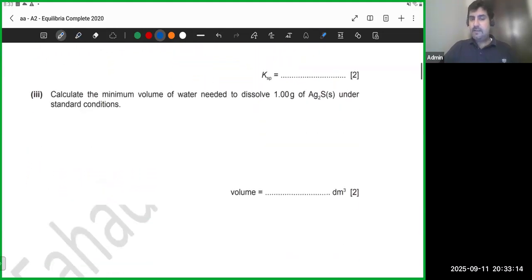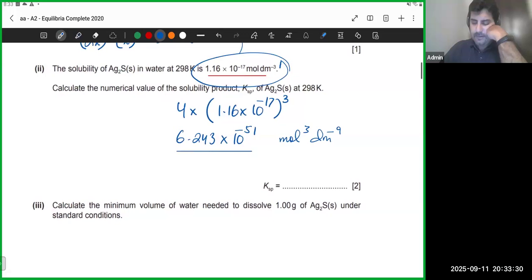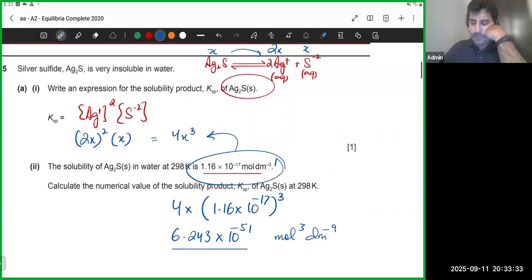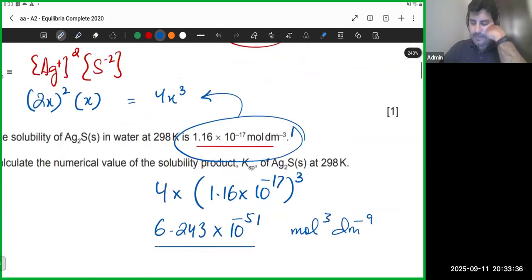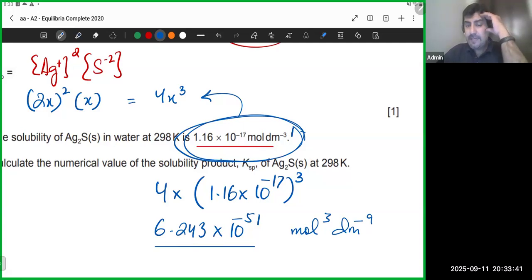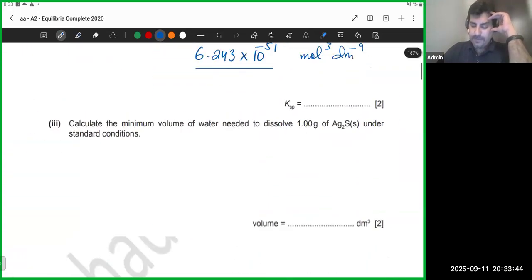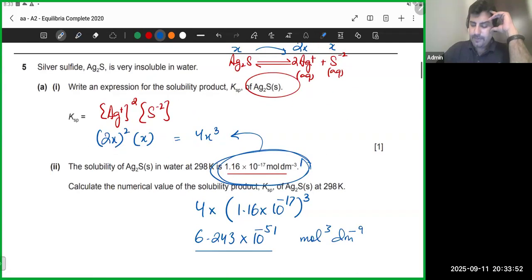Okay, the other part is a moles question, basically. It says calculate the minimum volume of water needed to dissolve 1 gram of Ag2S under standard conditions. I don't know about the minimum volume, but I know the solubility over here, right? 1.16 times 10 to the power minus 17 moles per dm cubed. So if I have 1 dm cubed, the amount that will dissolve is this one.